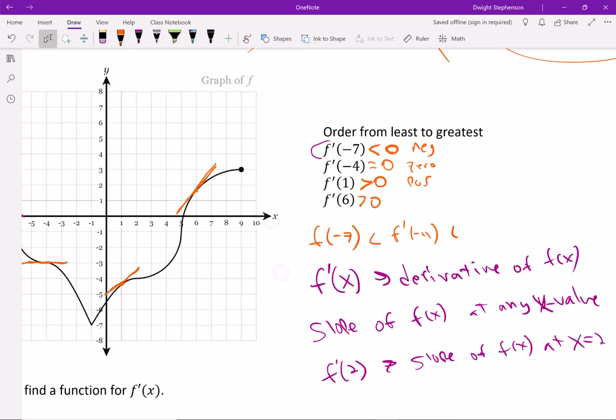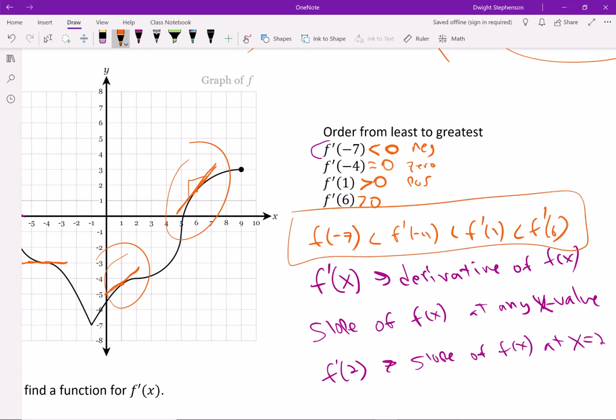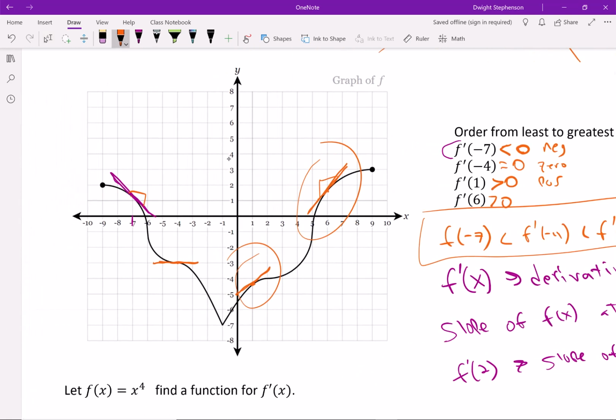Now we look at the positive ones, these two, and we're trying to determine which one has a greater slope. Well, greater slopes are steeper. Hopefully you remember that. Greater slopes go up farther than they go over, so they're steeper. And you can see that the slope at 6 is steeper than the slope at 1. So we're going to put f prime of 1. The slope at 1 is less than the slope at 6. And so this is how we might order them from least to greatest, because you're going from negative slope to 0 slope to positive slope, but not that steep, to positive slope that's steeper.